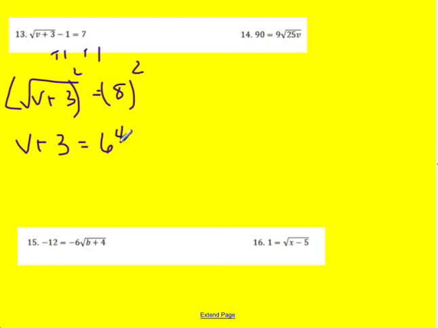Yes, ladies and gentlemen, this time I figured it out. All right, so then we're going to subtract 3 from both sides. And then we get v is equal to 61.